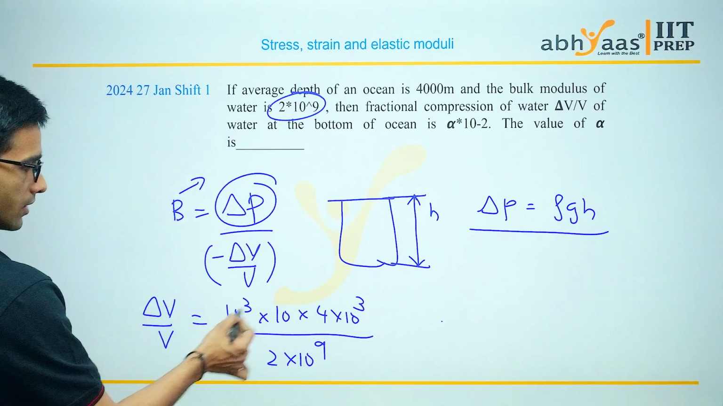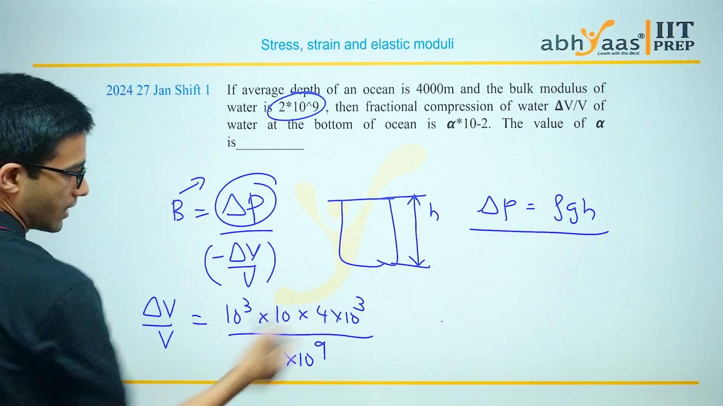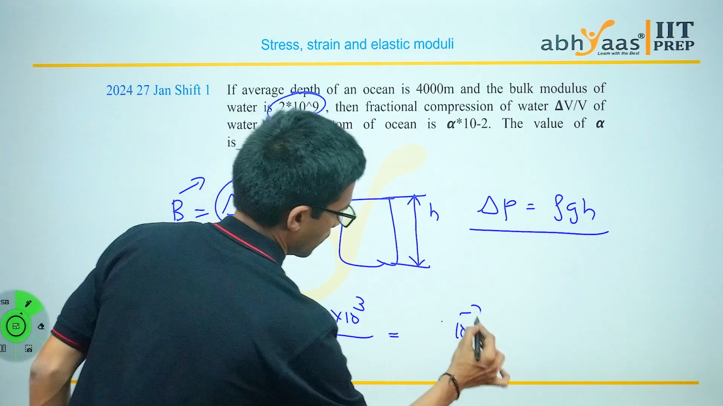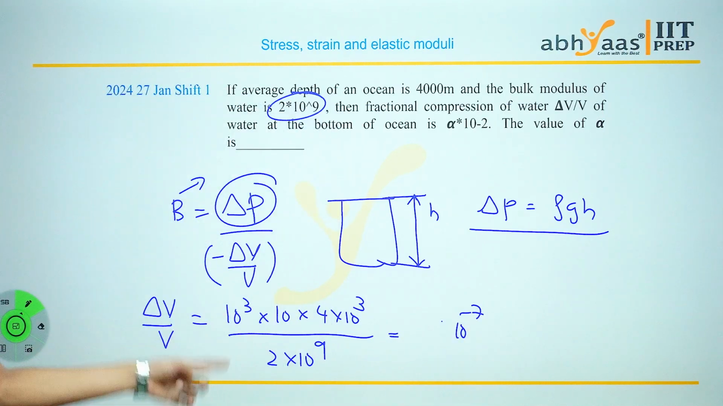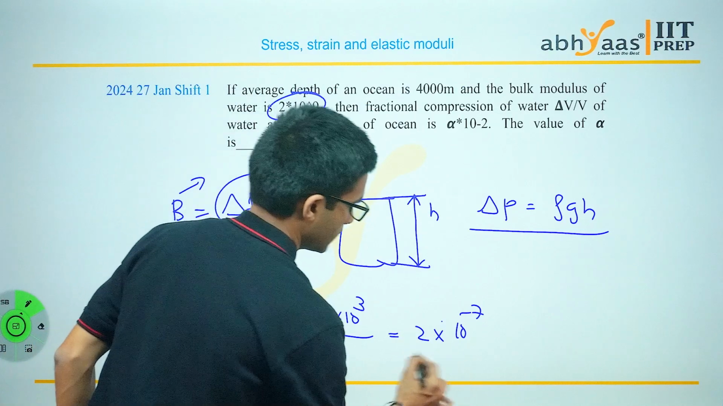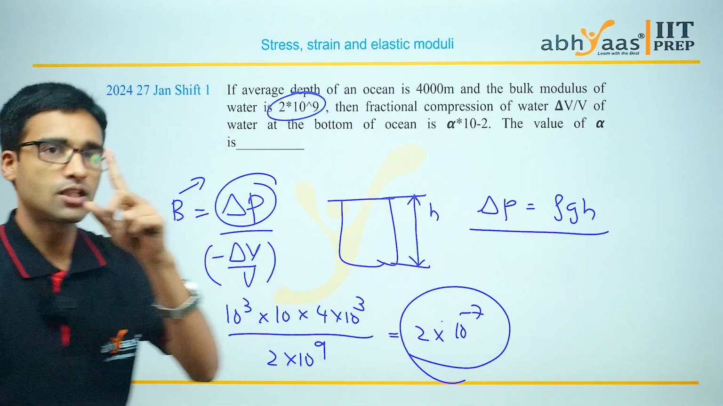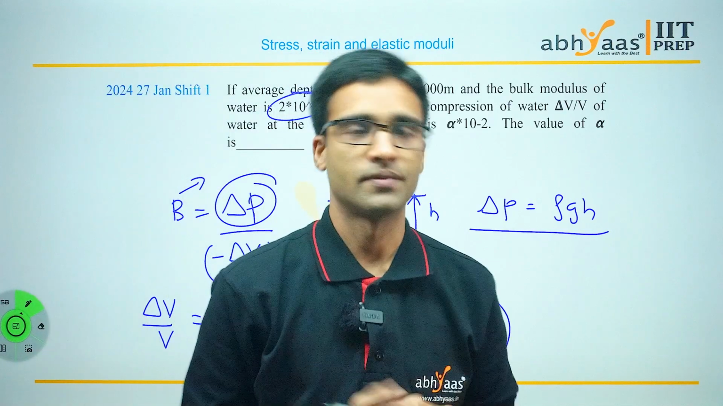Here 3 plus 1 is 4, 4 plus 3 is 7, and here 9. So you can write it as 10 power minus 7. 4 by 2 is 2. So it is the easiest question. Hardly one step, I have told. That means it's a short one.